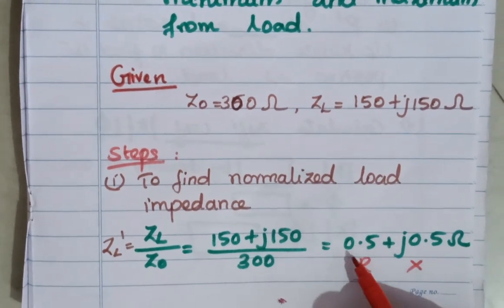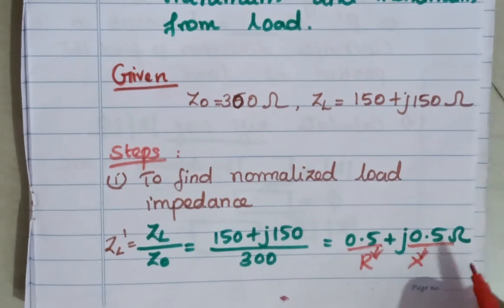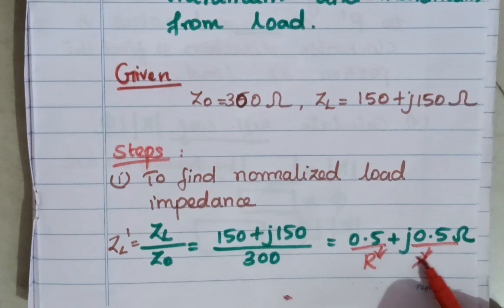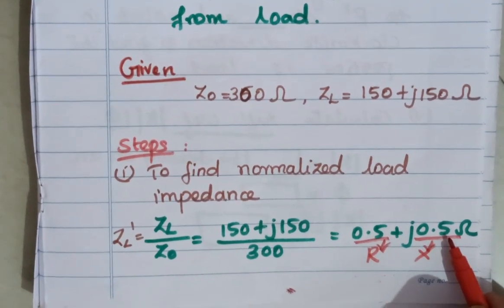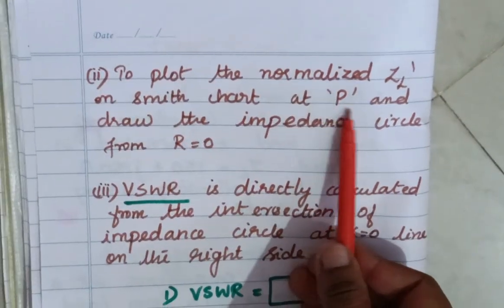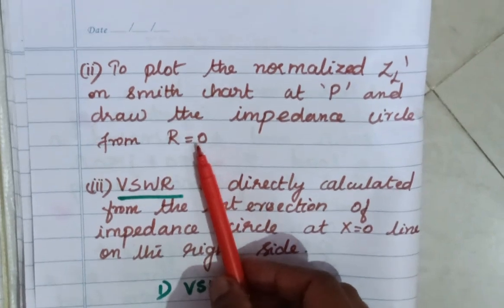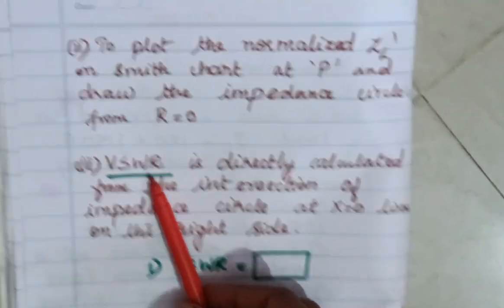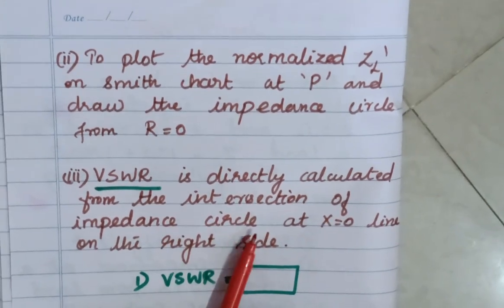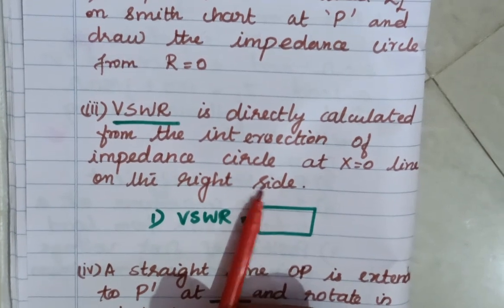So we must take the first value as the resistance value and the second one as the reactance value. Resistance R is equal to 0.5 and the reactance X is also equal to 0.5. So plot the normalized load impedance on Smith chart at P and draw the impedance circle from R equal to 0. Next, VSWR can be directly calculated from the intersection of the impedance circle at the X equal to 0 line on the right hand side of the Smith chart.